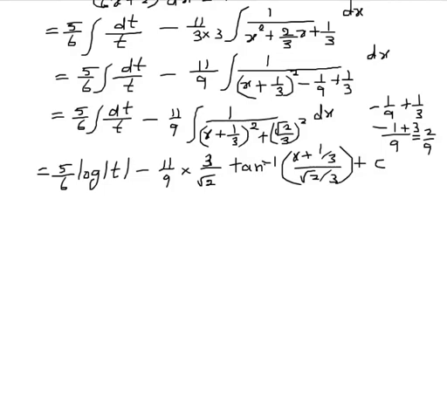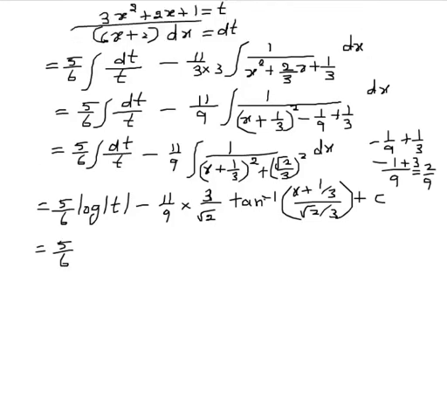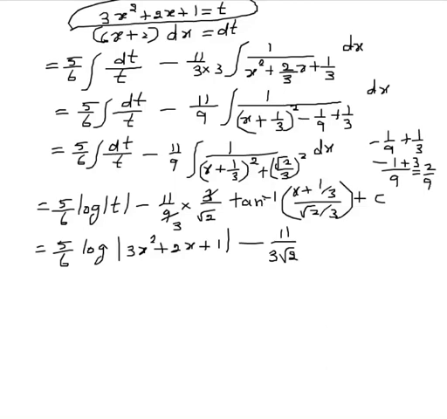Substitute for t. 5 by 6. Here t is this, log of absolute value of 3x square plus 2x plus 1, minus, let us simplify this, 3 could be cancelled, 11 divided by 3 root 2, tan inverse of, take LCM 3, which is 3x plus 1 divided by root 2, and plus c.